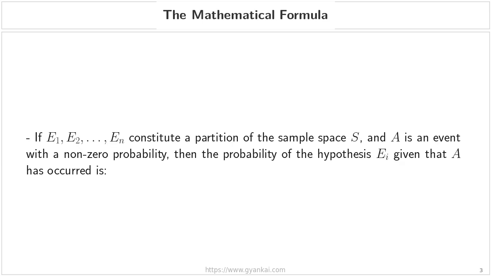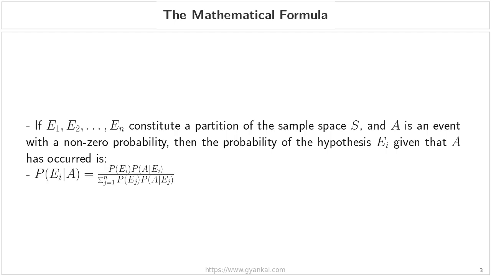The mathematical formula. Now that we understand the logic of flipping the probability, let's look at the actual mathematical formula that makes this possible. Suppose we have a set of events, E sub 1, E sub 2, all the way up to E sub n, which, as we mentioned in the previous slide, form a partition of our sample space, as this just means these events cover all possibilities and don't overlap. If we have an event A that has a non-zero probability, we can calculate the probability of a specific hypothesis, E sub i, occurring given that event A has already happened.